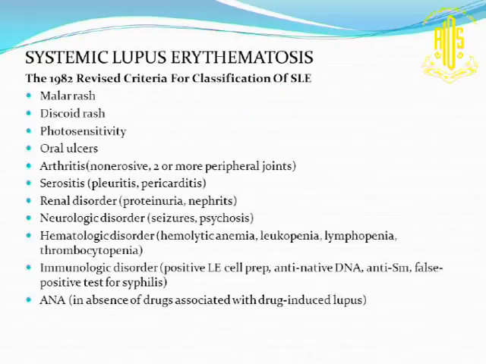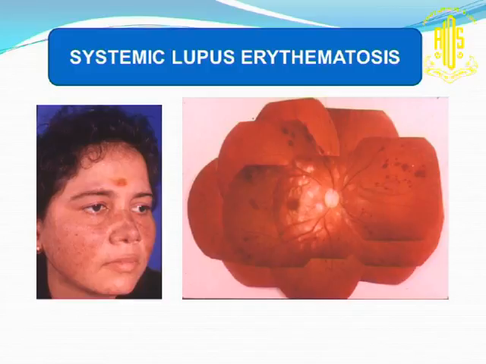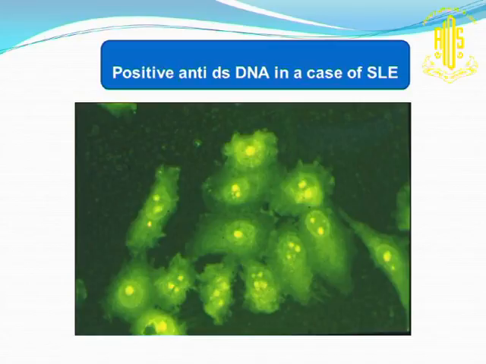Now coming to the next one, systemic lupus erythematosus. There are several ocular lesions as well as neurological, renal, hematological disorders, and ANA is positive, particularly anti-dsDNA. And here you can see the malar rash and cotton wool spots and retinal vein occlusions with retinal hemorrhages. Anti-dsDNA is positive.